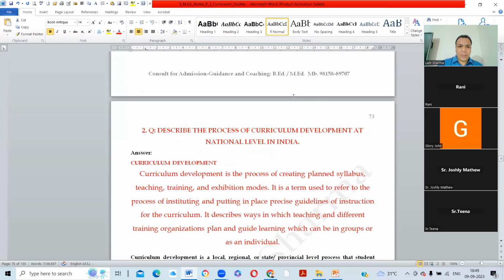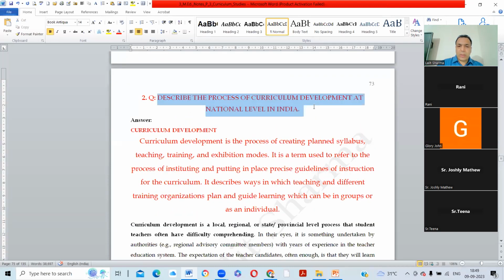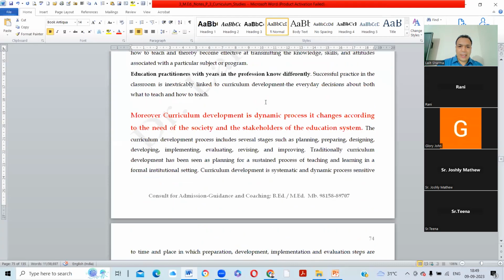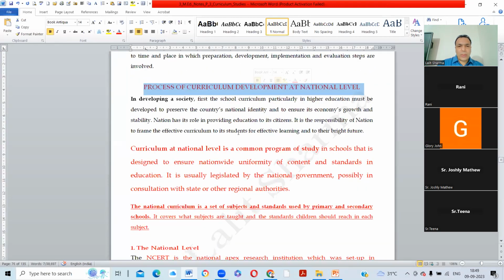See the question: describe the process of curriculum development at the national level in India. First we have to define curriculum development, and then make the heading, process of curriculum development at the national level. Then we have to talk about which agency is responsible for developing the curriculum at the national level, number one. Number two, what is the need of a curriculum at the national level?